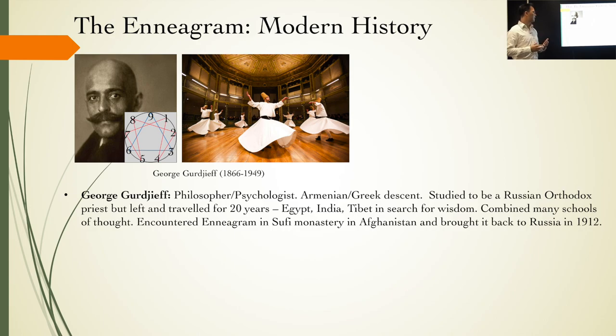He studied to be a Russian Orthodox priest, but he left and traveled for around 20 years. He went all around Egypt, India, Tibet in search of wisdom. He went to different monasteries. He wanted to combine many, many different schools of thought. He supposedly encountered the Enneagram in a Sufi monastery in Afghanistan and brought it back to Russia in 1912.